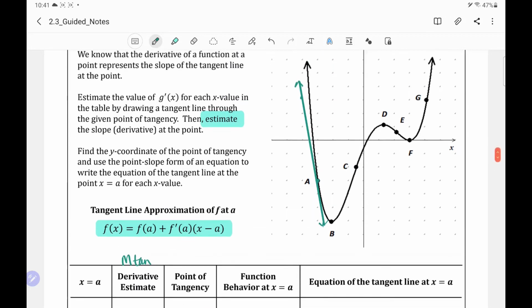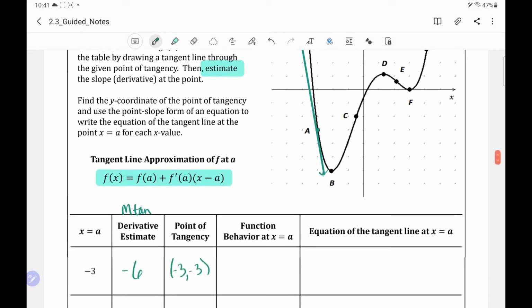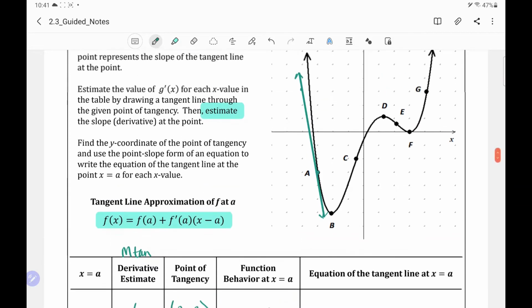What's the behavior of the function? Look at the original graph. What is happening to this graph? Well, we said the slope is negative. Doesn't that mean that the graph has to be decreasing? The slope of the tangent line is negative. If we look at it, it makes sense. The graph itself is moving down from left to right.